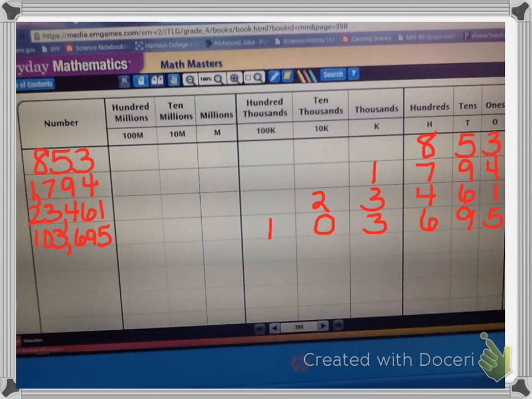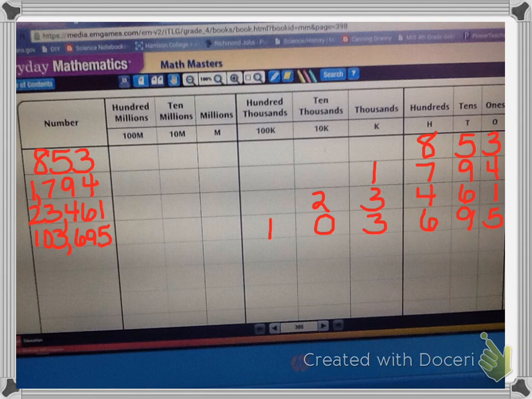Okay, we are going to take a look at a place value chart. And if you look at the left side, it says number. And then we go all the way from left to right, from the 100 millions all the way to the ones column. Okay, that would be our place value. So what I did on the left is I wrote down 4 numbers, and I'm showing you how we would place them in a chart in the correct order.